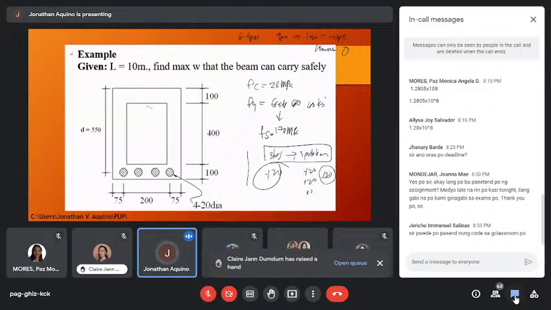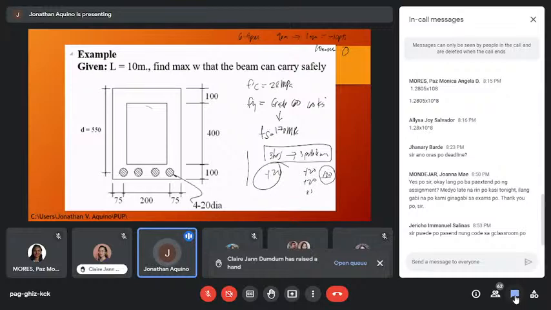But of course, there are cases na medyo mahina internet connection. Hindi ko rin ma-view kayo. So, pwedeng ma-waive yung open camera. Pero pag kaya mong i-open, pag sabi ko open camera, i-open yung camera nyo during the exam. Okay?